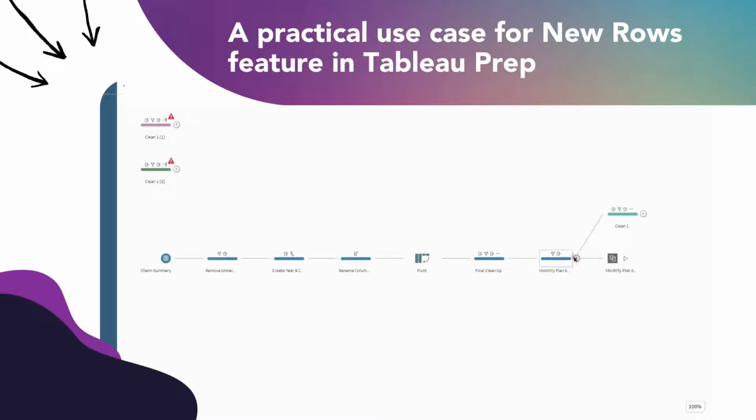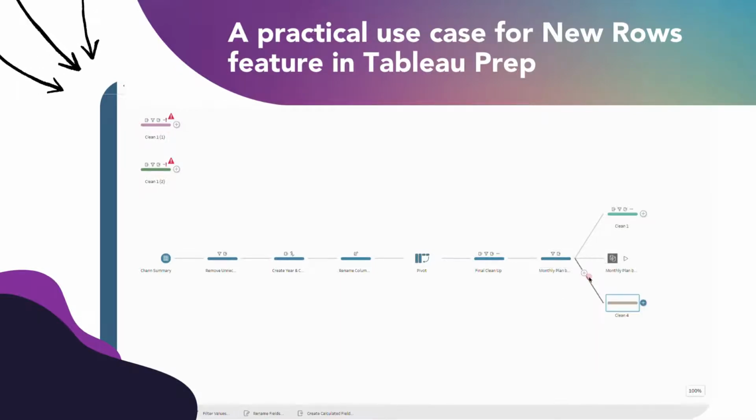And then just like we created a new branch to start doing this work, we're going to create 2 more branches that we can connect these sort of floating nodes to. So we're going to come down to this monthly plan by channel node, and we're going to hit the plus sign, and we're going to add one more clean step, and then another clean step.